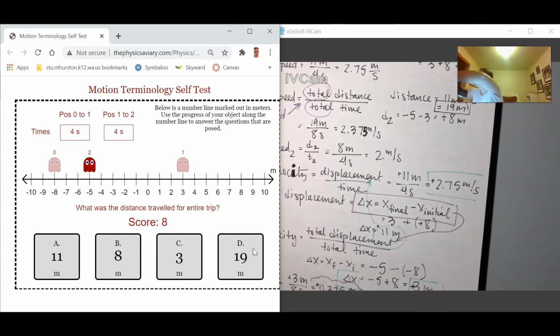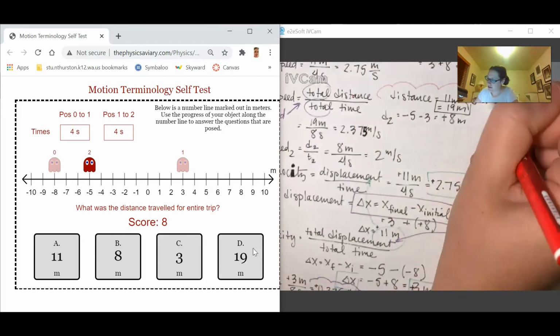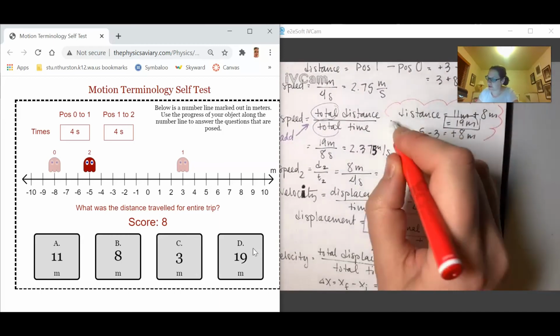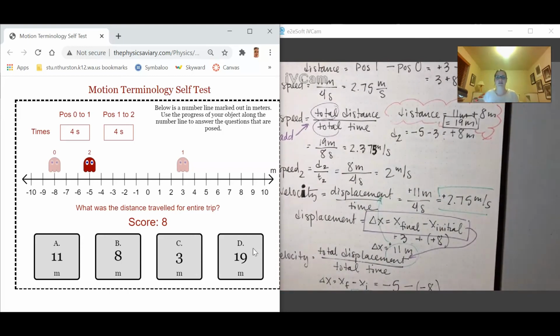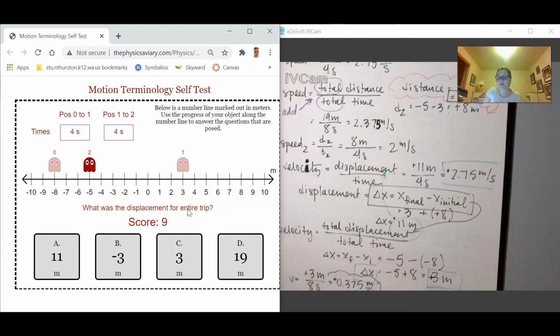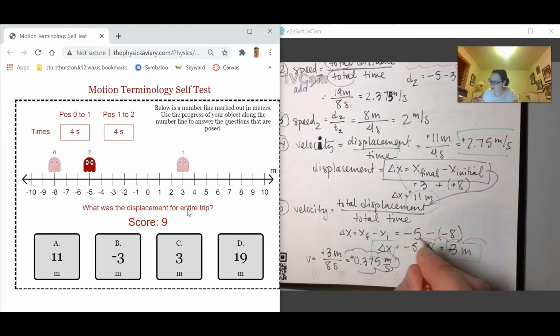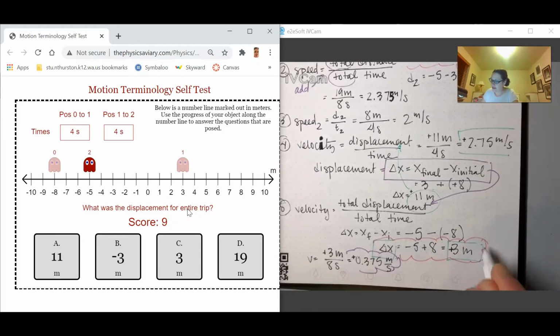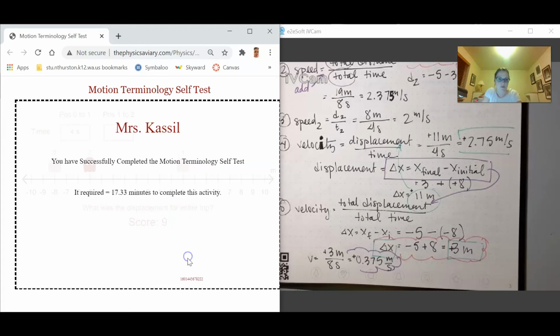I'm going to use a new color. Over here, I've got my total distance. This is pink. This is red. I've got my total distance right here was 19 meters. And click that. What was the displacement for the entire trip? I just found that down here. When I calculated my velocity, I found my displacement for the entire trip was a positive 3 meters. So there we go, positive 3 meters. Oops, helps if I click.